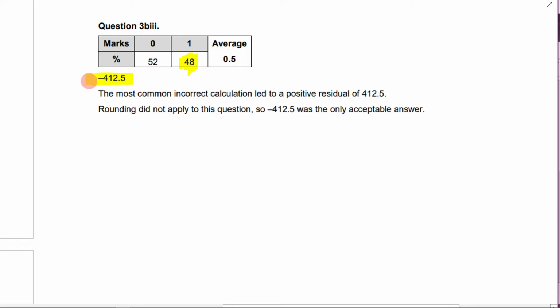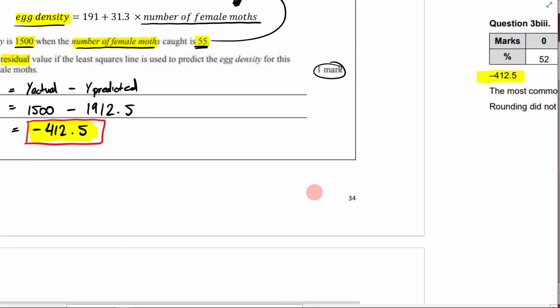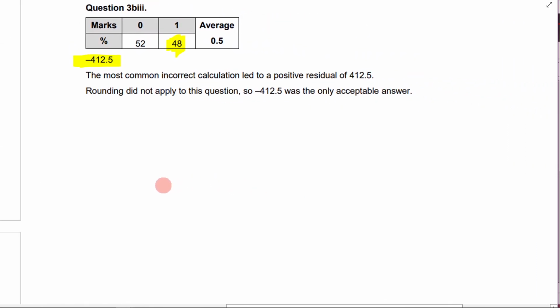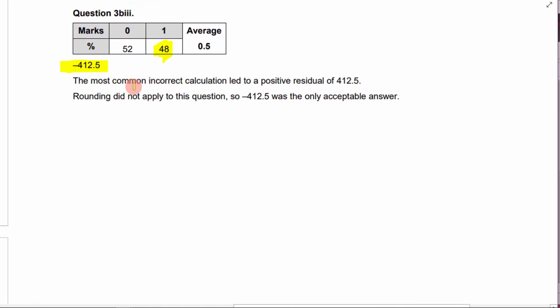There's our correct answer, which we got as well: negative 412.5. Fantastic. The most common incorrect calculation led to a positive residual. So that means people were making mistakes with their positives and negatives there, most likely putting things in the wrong order. Rounding did not apply to this question, so negative 412.5 was the only acceptable answer.